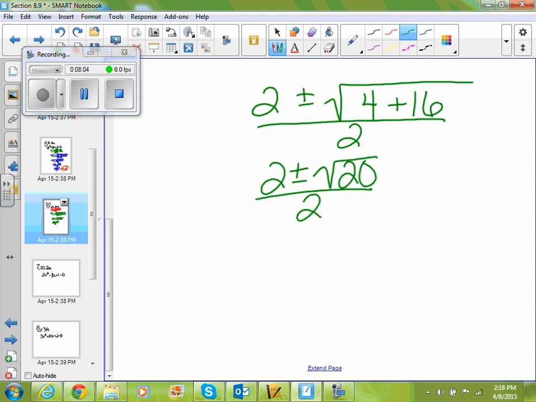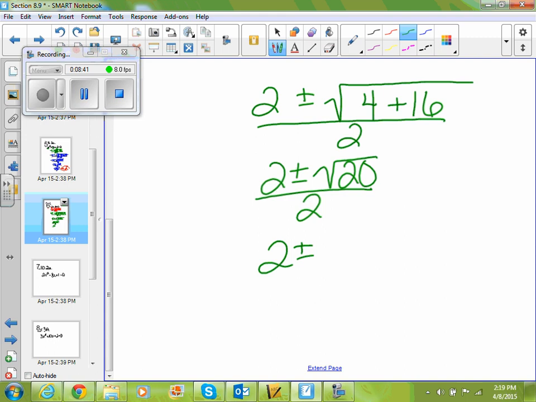Yes. Okay, so what's the square root of 20? You're going to have to do it in your calculator. It's not a perfect square. It'll give you a decimal. Just round it off to 1 decimal place when you get it, because it'll give you a lot of decimals probably.